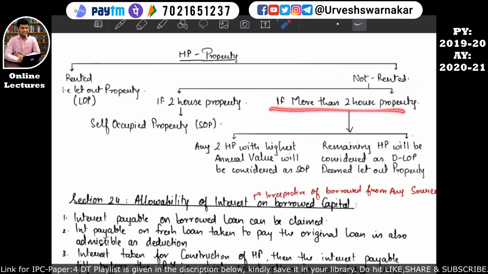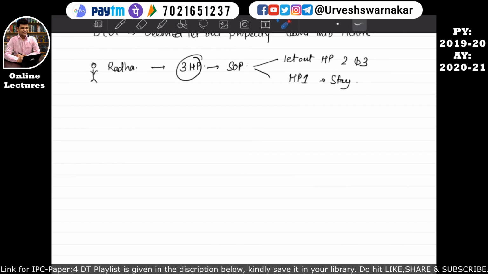If the assessee is having more than 2 house properties, any 2 house properties will be considered as SOP and the remaining house property will be considered as DLOP. But still we need to understand what DLOP means. So that's why I'm creating a base, and after 5 to 10 minutes you will come to know what DLOP means. Okay, so if the assessee is having these 3 house properties, we'll write these house property details: house property 1, then house property 2, then we'll write house property 3.